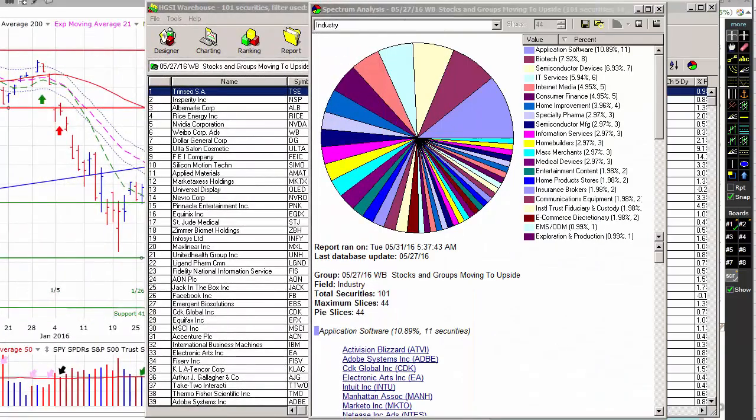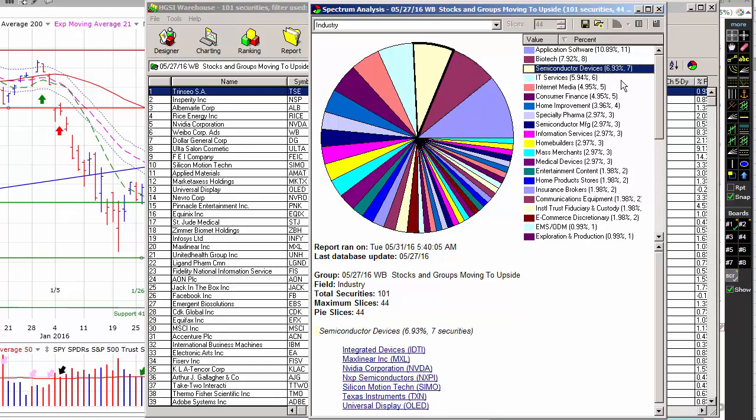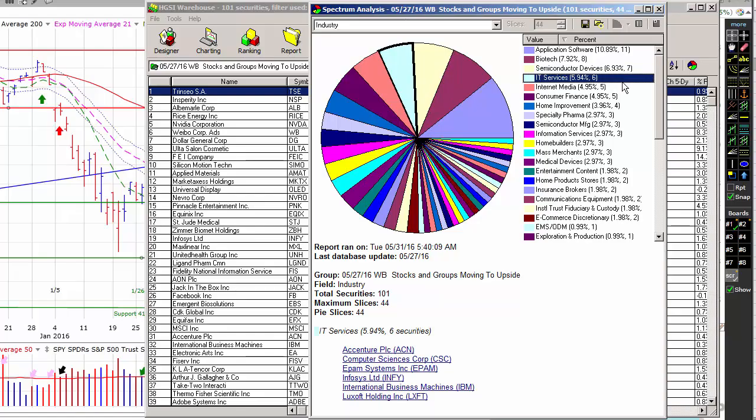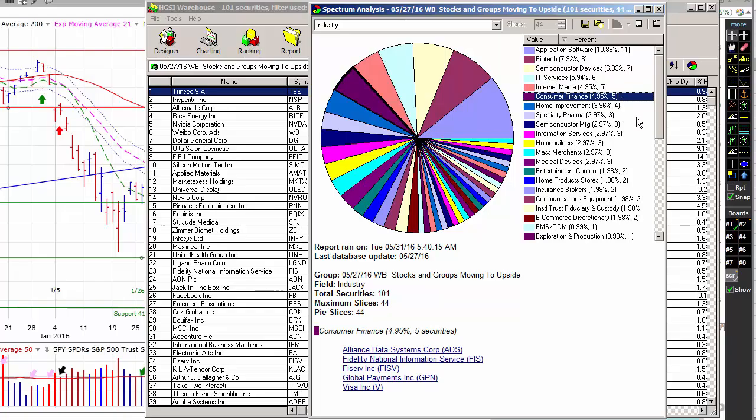Yesterday, of the top 100 most powerful stocks in the most powerful industry groups, 11 came from application software, 8 came from biotech, 7 came from semiconductor devices, 6 came from the IT industry, and then rounding out the top 5 we had internet media and consumer finance. These may be good places to begin looking for leadership in this market.